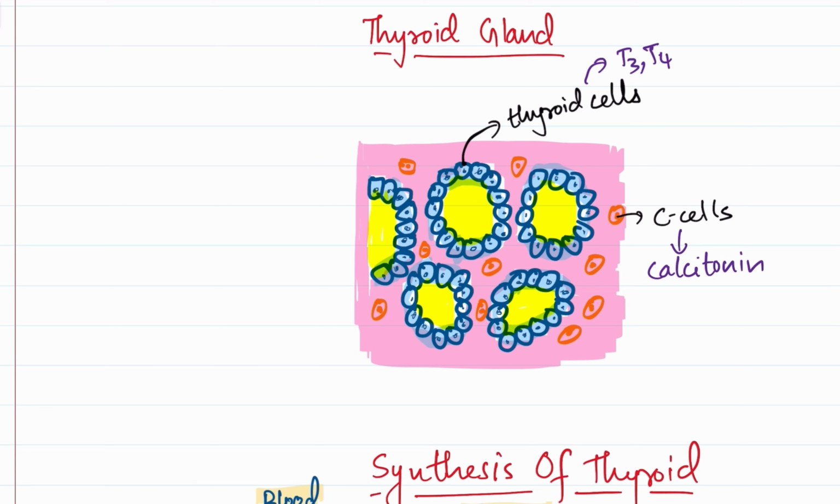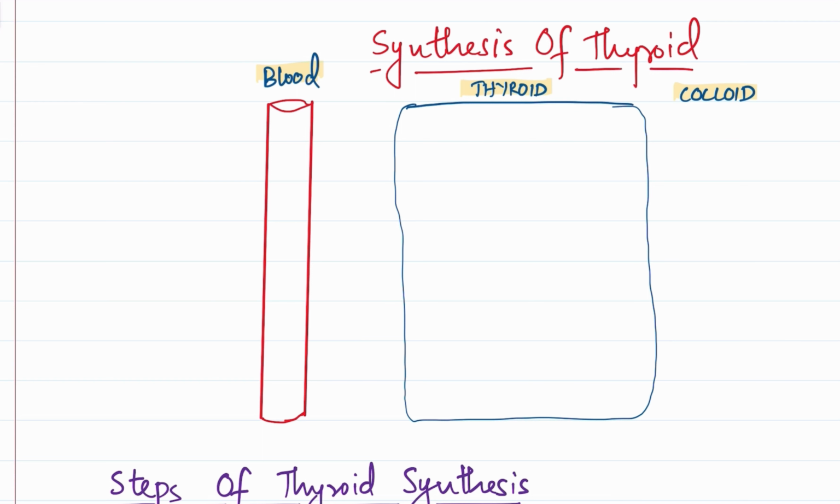The thyroid follicles enclose a stroma inside them. So the yellow colored one shown here is the stroma of the thyroid follicles. Now let's move into the synthesis of thyroid hormones.